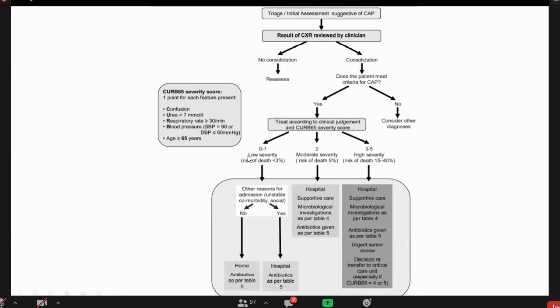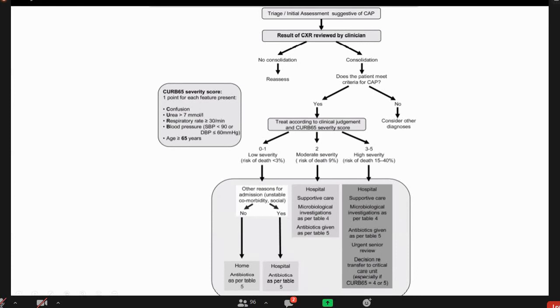So here the severity levels are from 0 to 1: low severity, the risk of death is less than 3%, so they can most likely be handled as an outpatient. Moderate severity, the risk of death is around 9%, and they require hospital admission. And high severity, the risk of death is around 15 to 40%, so they require urgent hospital care, preferably in ICU or a special care unit.